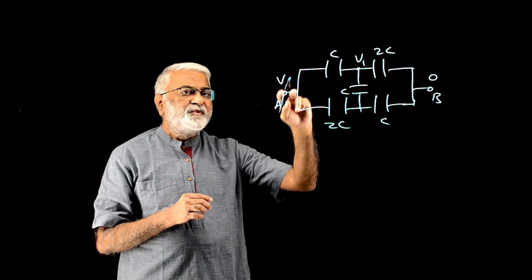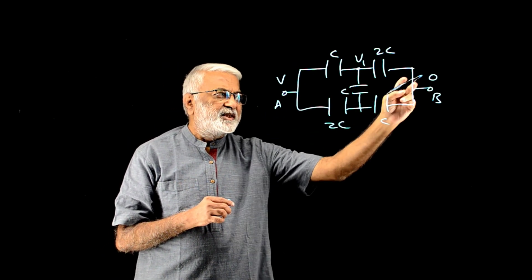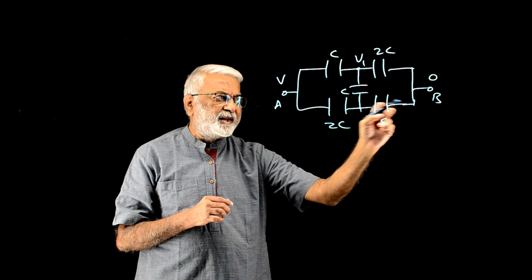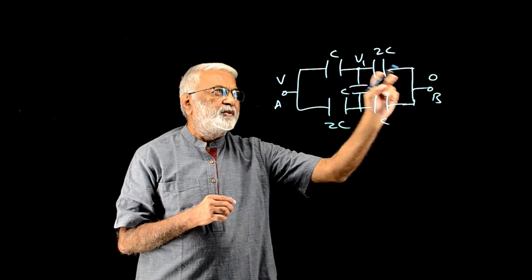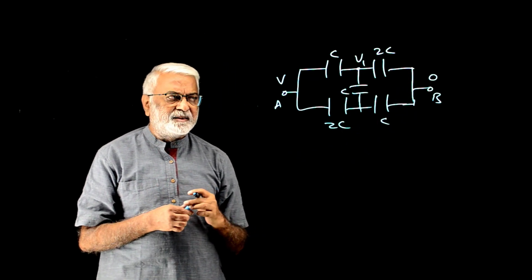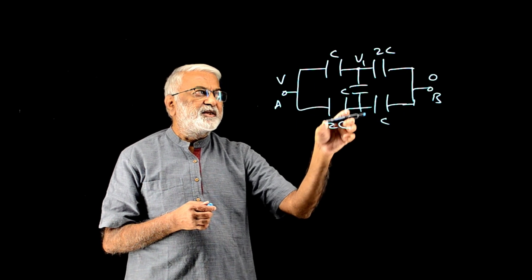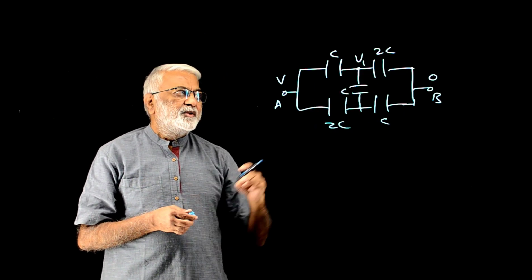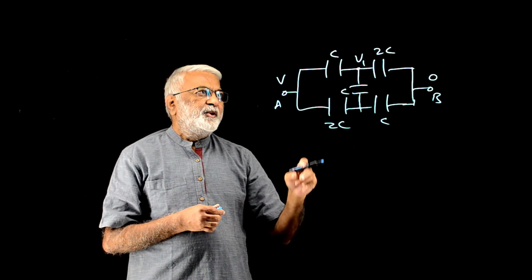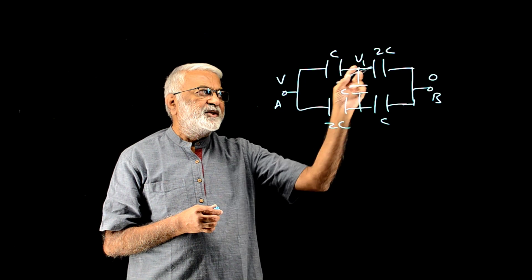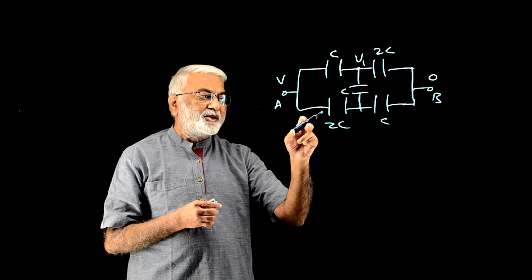There is symmetry here and we could exploit that. The charge that flows this way should be equal to the charge that flows back to B through this path. Charge that flows through 2C here will come through this 2C to terminal B, which means the potential difference across the C's must be equal and the potential difference across the 2C's must be equal. So if we assume this to be V1, the potential difference across this 2C is V1, and this 2C is also V1.